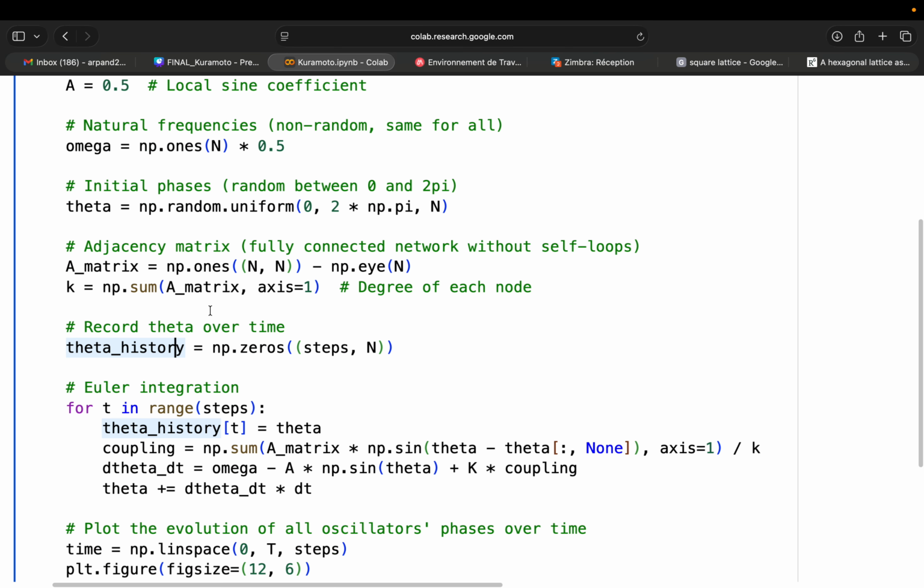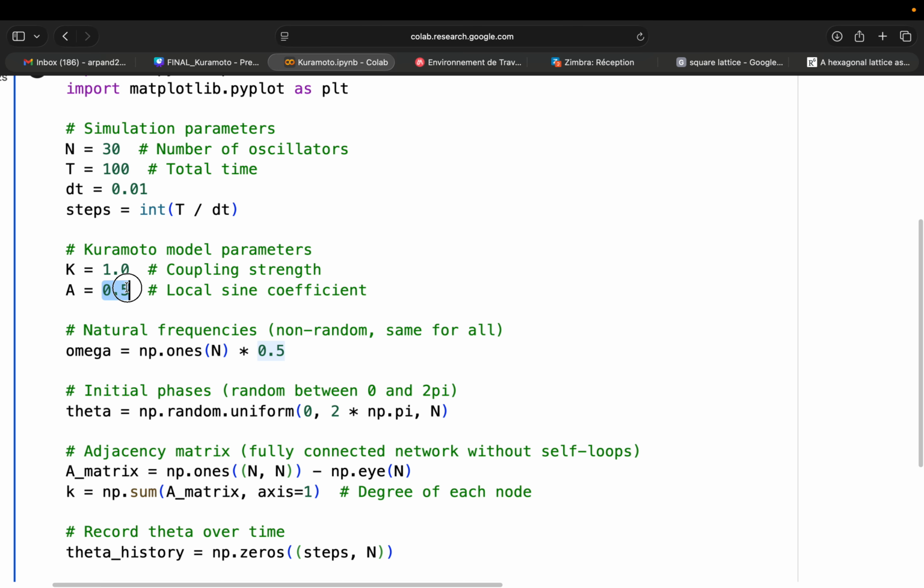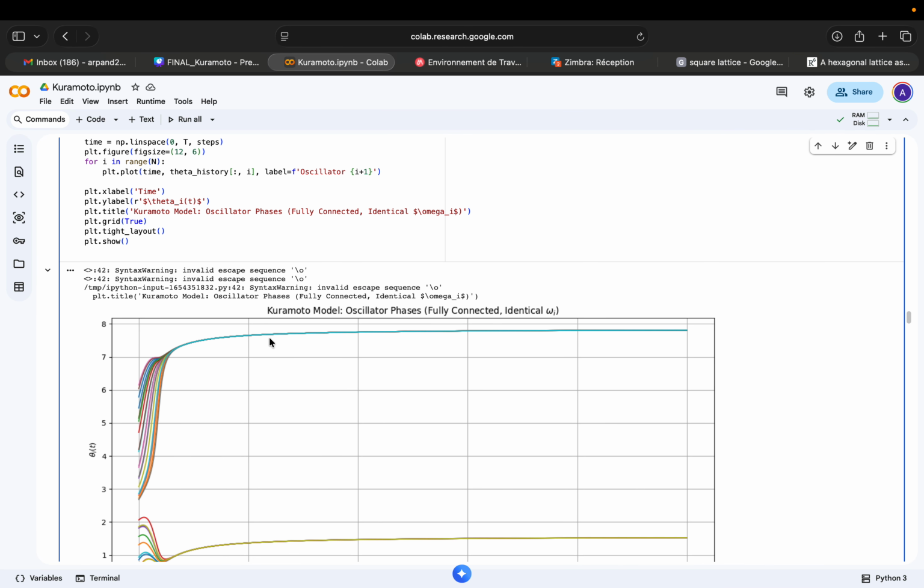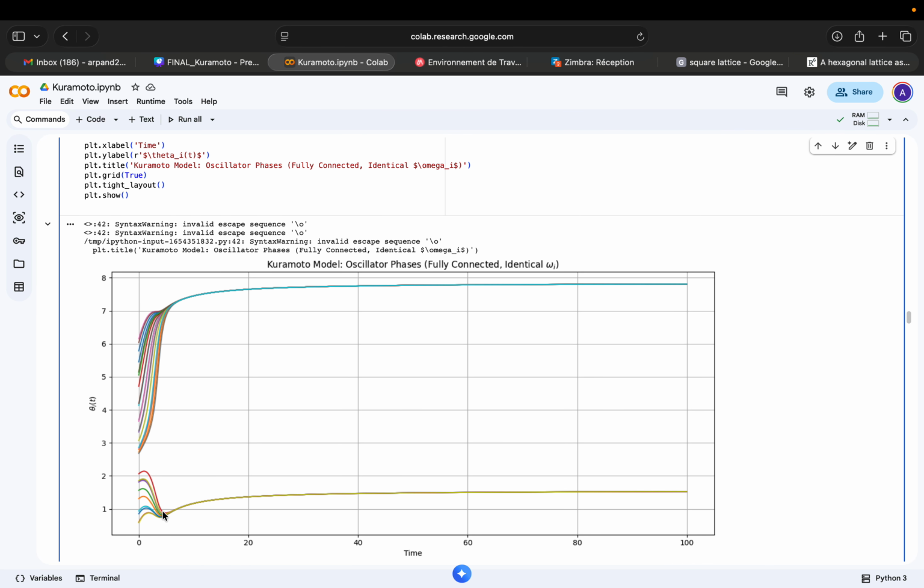So this time omega is 0.5, and a is also 0.5. So omega is exactly equal to a. And in that case, I told you there is one critical fixed point and all the oscillators actually settled at that one critical fixed point.